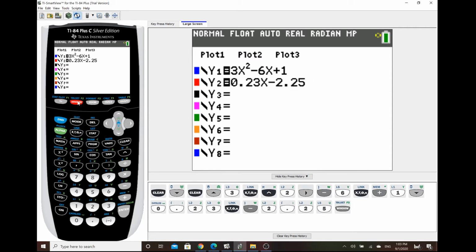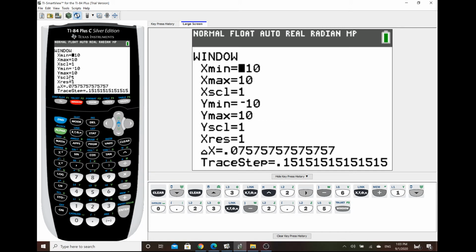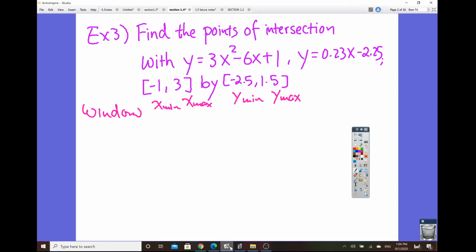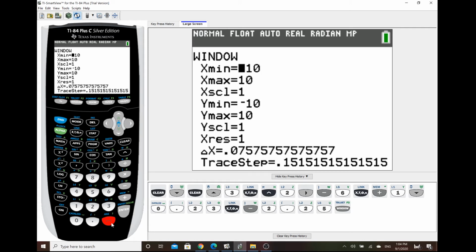Okay, so for the window, we need to change the setting. You want to go to window, see that X min, X max, X scale, Y min, Y max, Y scale. The only thing that you need to change is the X min, X max, and also the Y min, Y max. So for the X min it's negative 1, and the X max is 2.3. Be careful, the negative is the sign down here on the bottom.